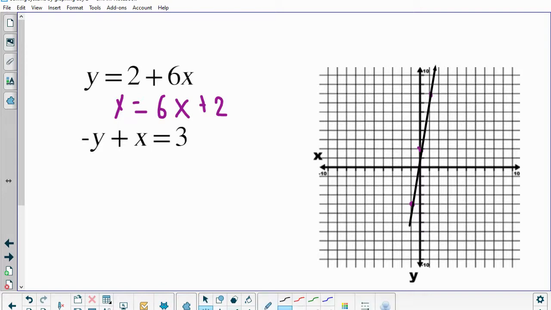All right, now let's do the next one. So we need to solve that one for y, and so in order to do that, we're going to have -y equals -x plus 3. So now we're going to divide them all by -1.